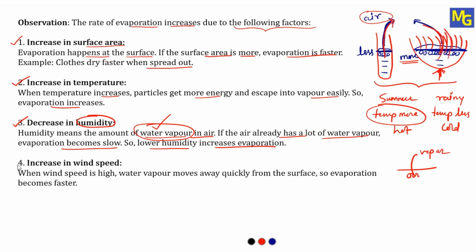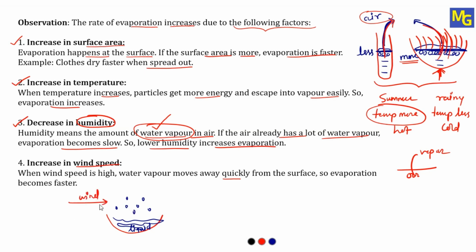Fourth factor, increase in wind speed. When wind speed is high, water vapors move away quickly from the surface, so evaporation becomes faster. For example, if this is the china dish which has water, and this water is in liquid state, when this liquid water evaporates and forms water vapors, all these water vapors will accumulate above the surface of this water.